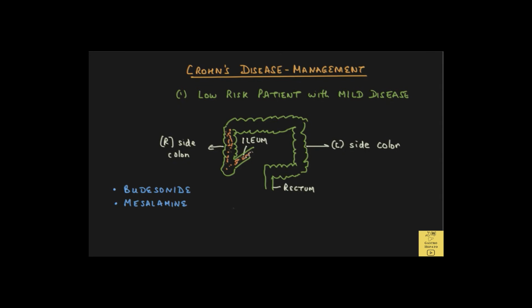Budesonide is given for a maximum of 3 to 6 months because of side effects. Steroids suppress the immune system. Mesalamine is anti-inflammatory and appears to be not as effective as budesonide.